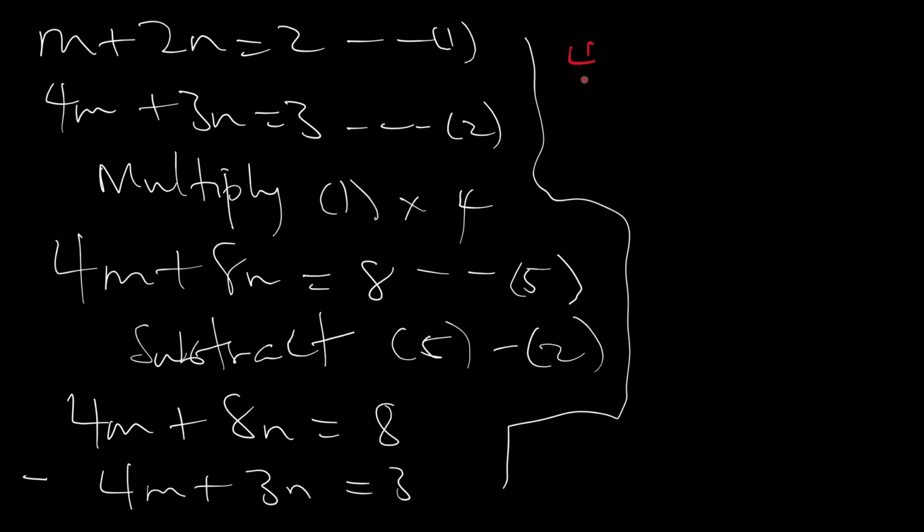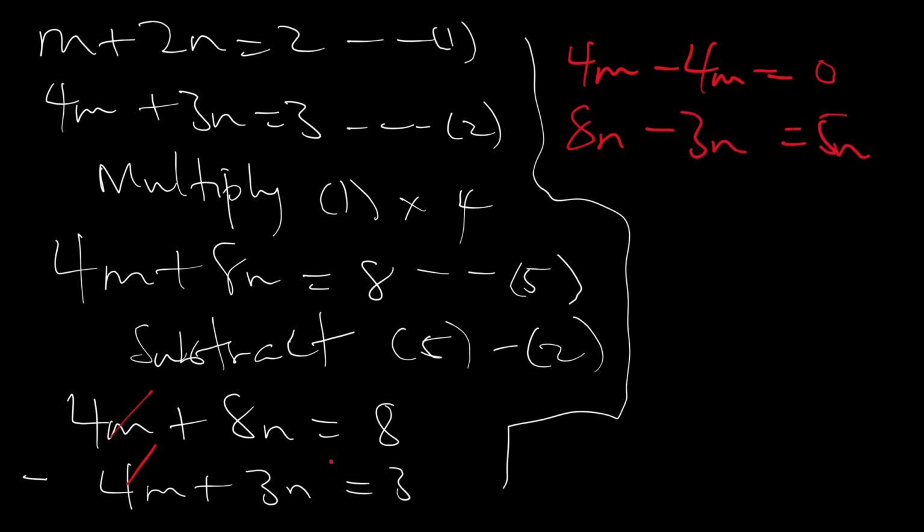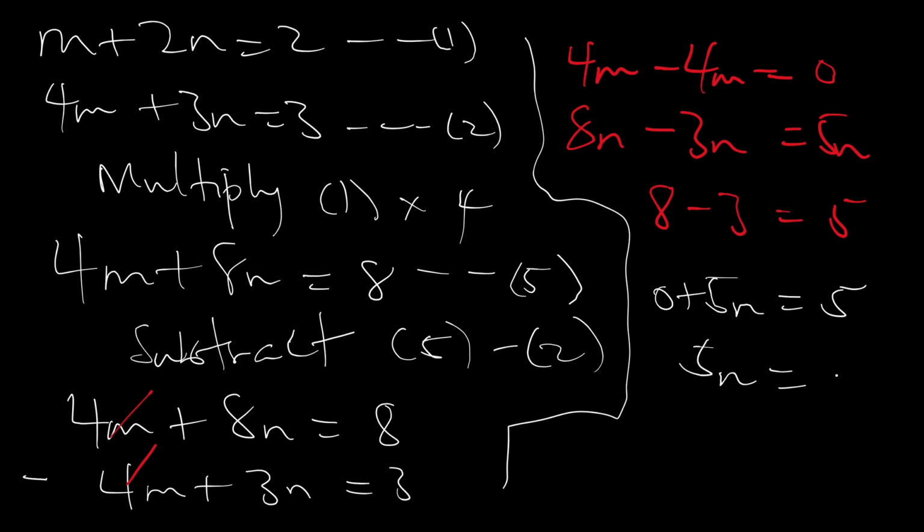All right, so 4m minus 4m is equal to 0. Now 8n minus 3n is equal to 5n. And then 8 minus 3 is equal to 5. So then we have 0 plus 5n is equal to 5. So 5n is equal to 5. Now to find the value of n, we divide both sides by the coefficient of n, which is 5. So this divided by 5, this divided by 5. 5 cancels 5, our n is equal to 1.